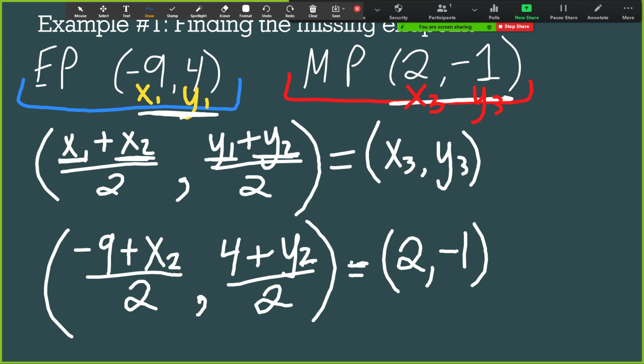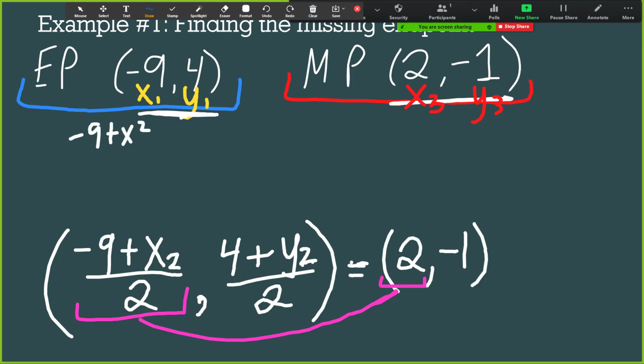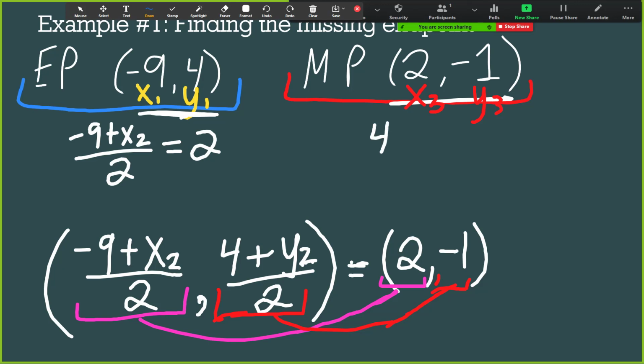All right, now there's 2 more steps. So I do need more space, so I'm going to erase the original formula. So now what you have to do, as I mentioned in the earlier slide with the formulas, I need to set this equal to this. Okay, so I have -9 plus x2 over 2 equals 2. And then the other part is the y value equal to the y value. And I will write that one over here. 4 plus y subscript 2 over 2 equals -1.